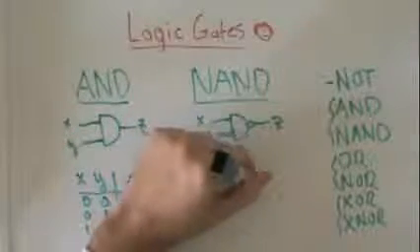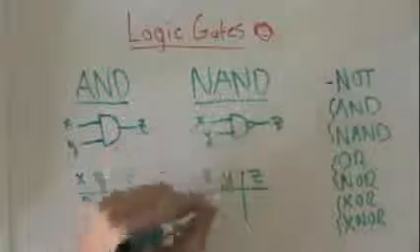So what happens here, X, Y, is our output. One of the drawbacks to being left-handed is that it's hard to write on these things and not smear it.